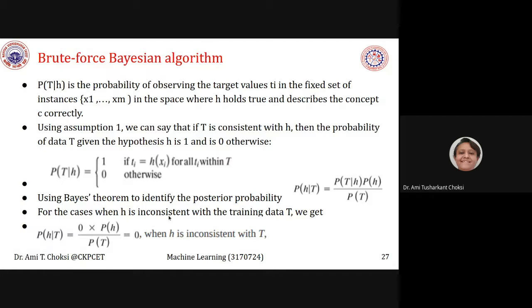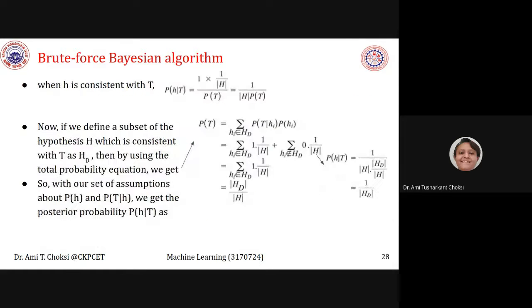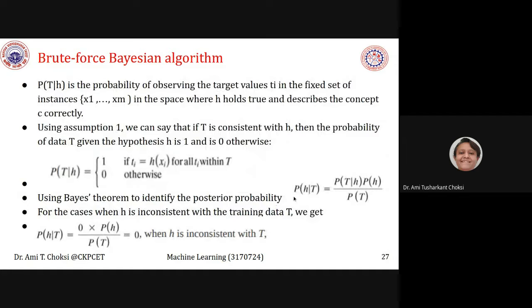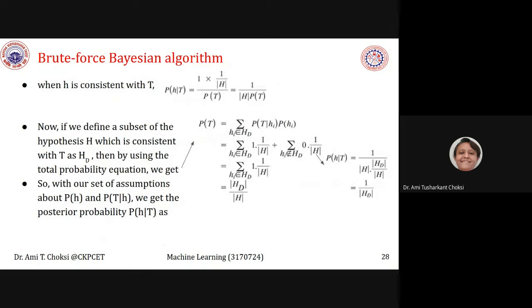It is but obvious. What we are saying is when h is inconsistent with the training data, then P(T|h) will be equal to 0. Fine. So ultimately, P(h|T) also will become 0, isn't it? When h is consistent with T, then what is the case? Then P(h|T) is equal to 1 into 1 upon |H| divided by P(T). So that will be equal to 1 upon |H| into P(T).